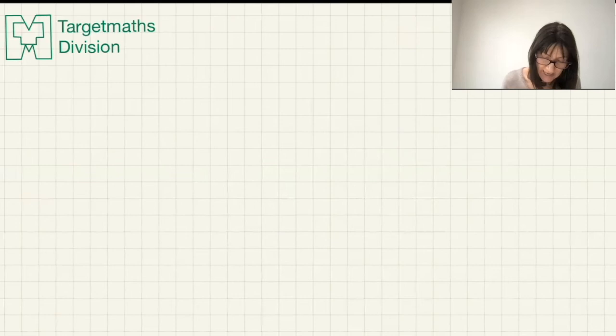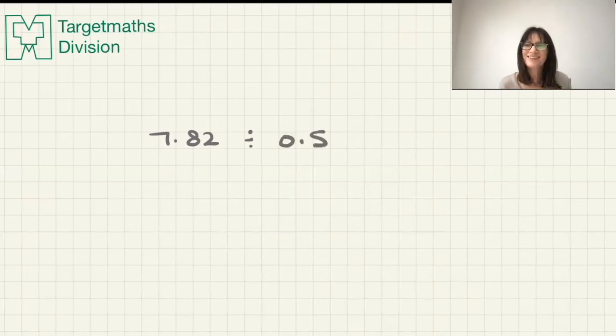So let's do 7.82 divided by 0.5. Hit pause, go for it, and press play when you're ready. Okay, now, like I said, these aren't particularly common on a non-calculator paper. So if you are managing these by hand, then there isn't anything on the non-calculator paper that's going to phase you. You can do this, you can do anything, okay?